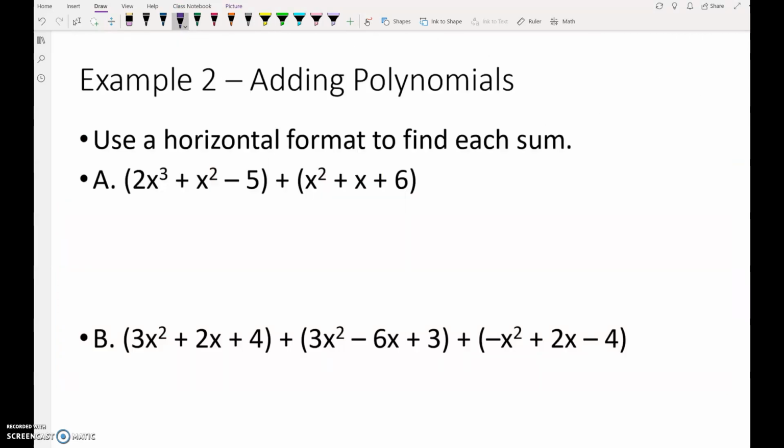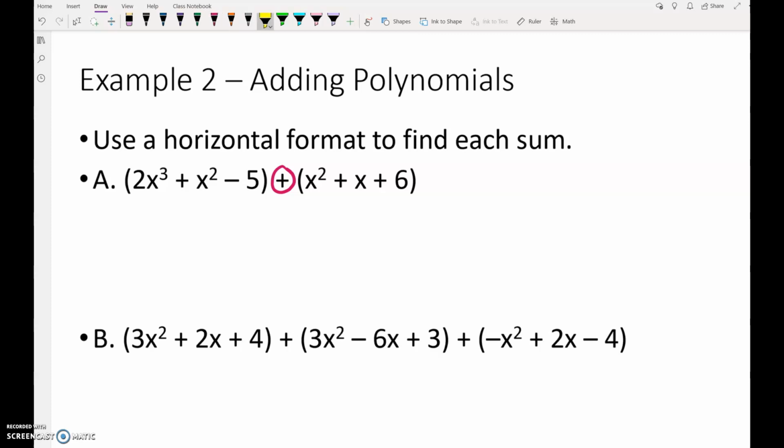Next, we are going to go through adding and subtracting polynomials. The book talks about horizontal form and vertical form. Horizontal form just means you write out one polynomial in parentheses plus the other polynomial in parentheses. As long as the sign is plus, the parentheses don't matter. The parentheses are just saying, here's one of the polynomials and here's the other one.